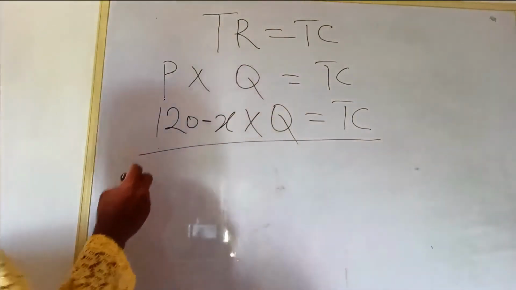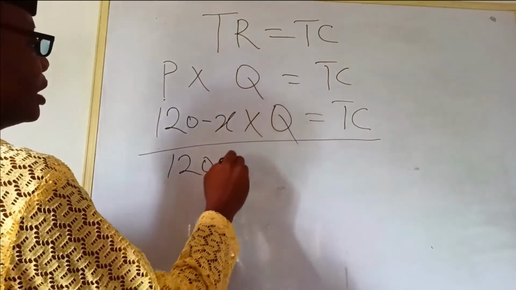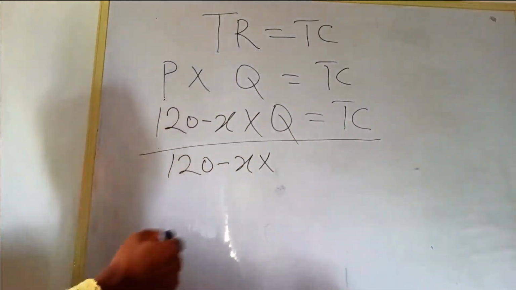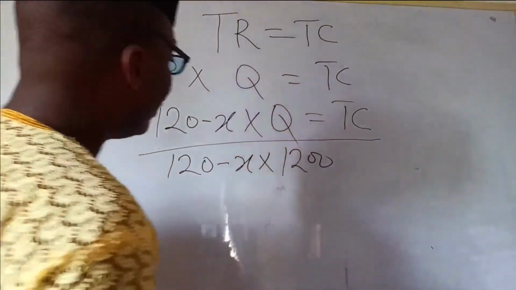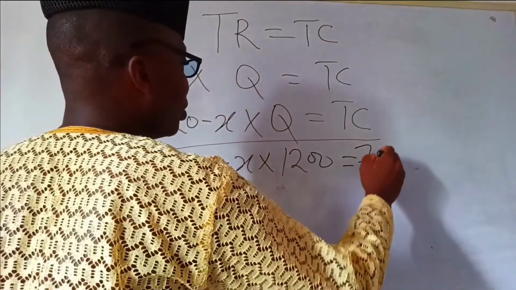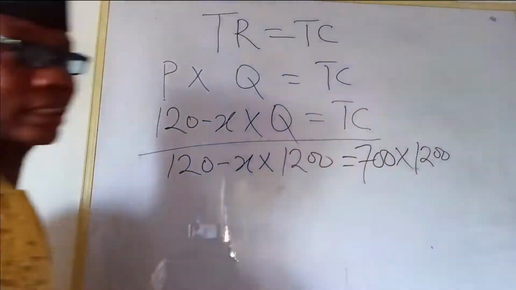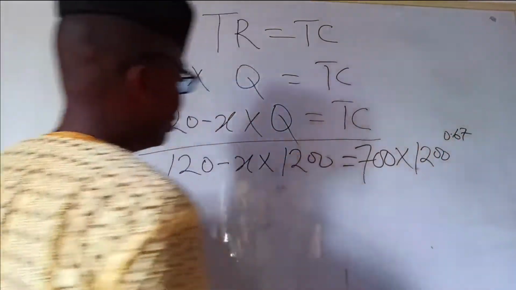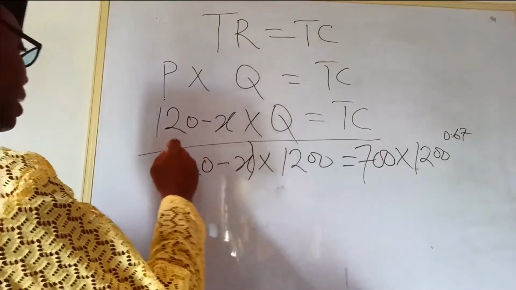Now, when you have this, 120 minus X times Q, they said the output will double, the same 1,200, equals total cost. Total cost, we already know the cost function of 700 times the new doubled quantity, 1,200 raised to power 0.67. When you multiply, this is how you do this, so you don't make errors. You put this in brackets.